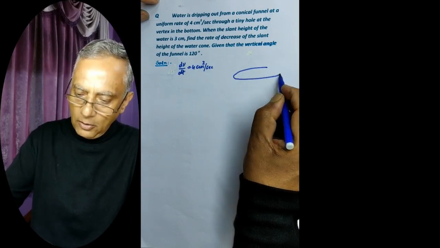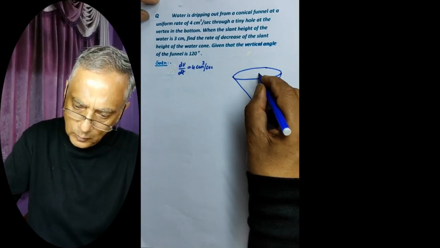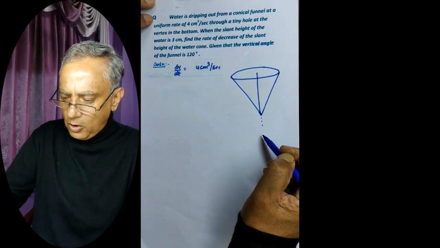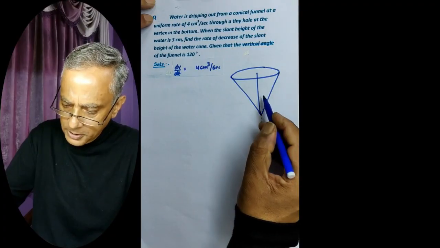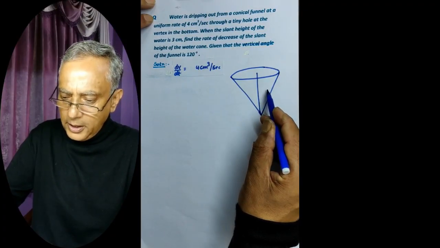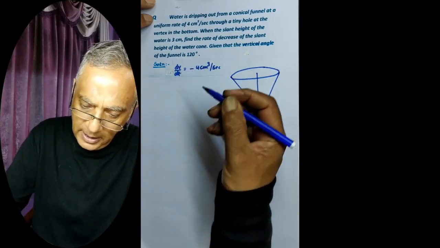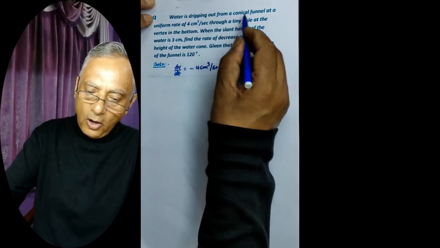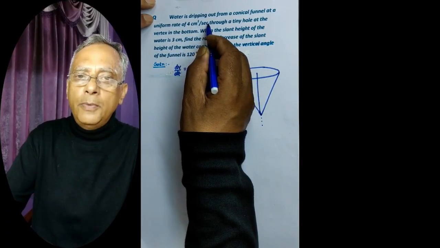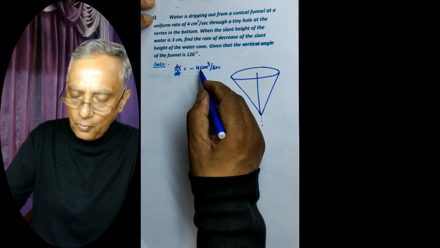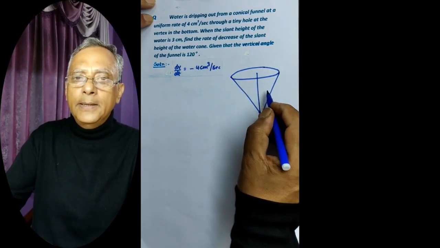Now water is dripping out from the conical funnel, that is dV by dt is 4 centimeter cube per second. Now let this be the conical funnel, and let this be the water dripping out from the conical funnel. Therefore, as the water drips out, the volume of water in the cone will decrease. Therefore, we must take a negative sign here. The volume of the water is decreasing at the rate of minus 4 centimeter cube per second.